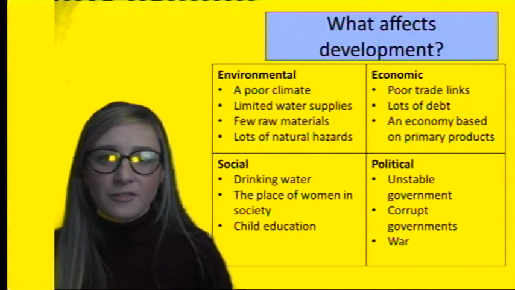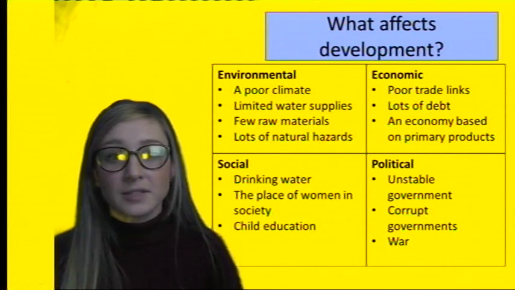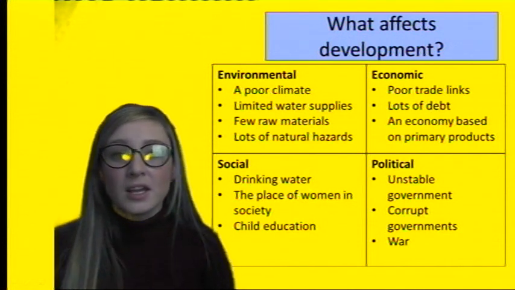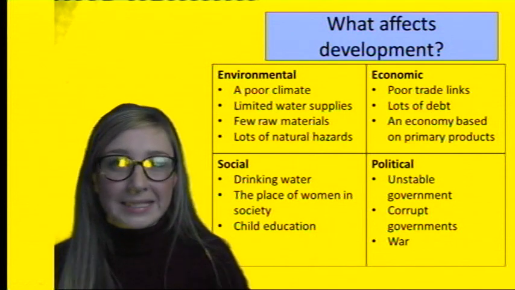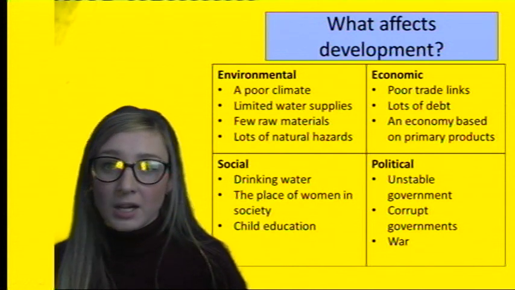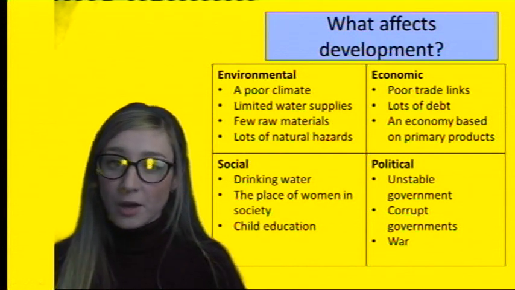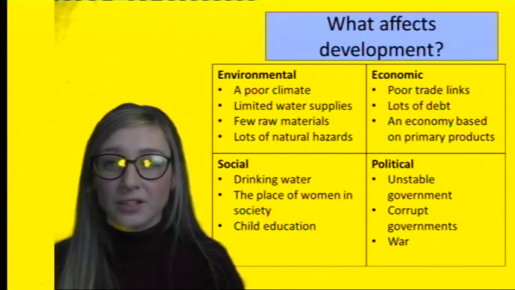So there's quite a few different factors that affect how a country is able to become developed, and these can be split into social, environmental, economic and political, so SEEP, S-E-E-P. So environmentally, if you have a poor climate, it means you are not going to be able to grow crops very easily, so it's going to mean you can't sell them and make money. That's going to affect your development.